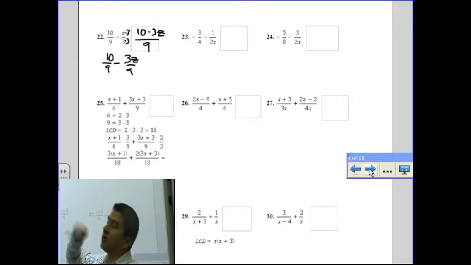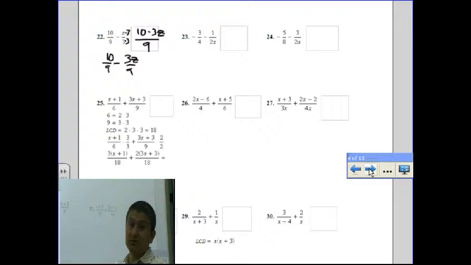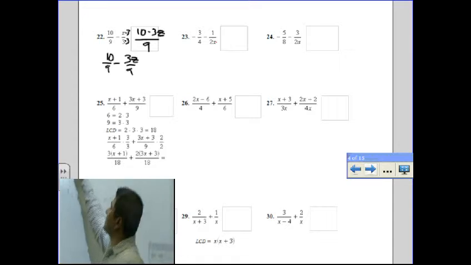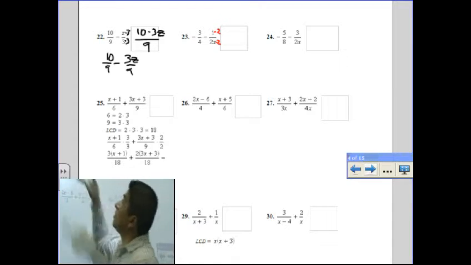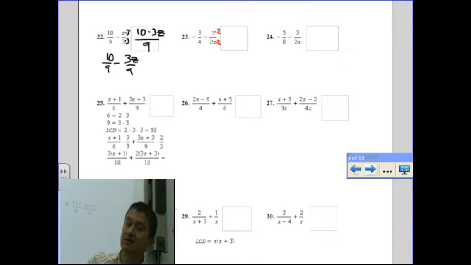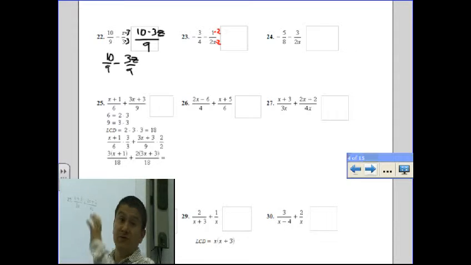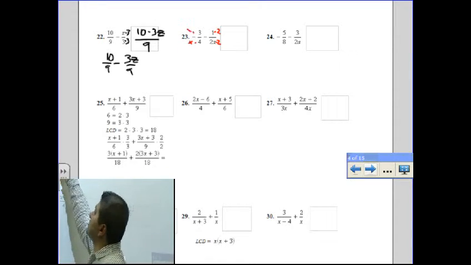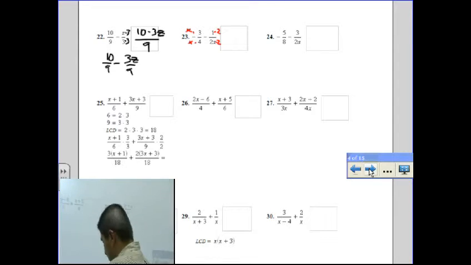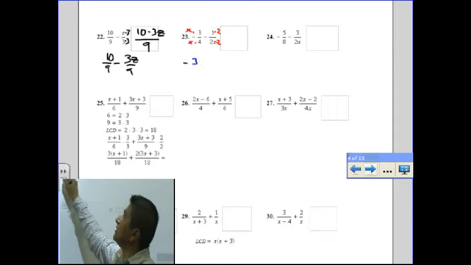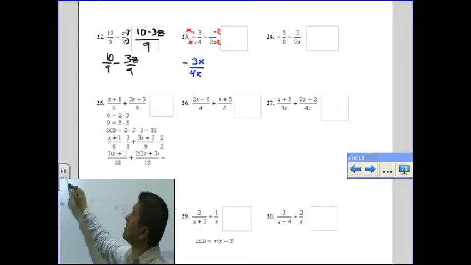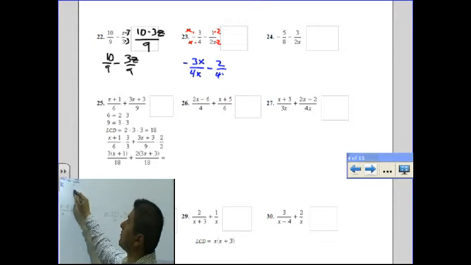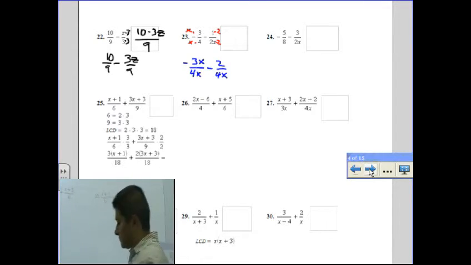Take a look at 23. I can turn them both into 4, because the left is already a 4. So I'm going to multiply the second equation by 2. But notice that the second equation has an x. The first equation, the first fraction, doesn't have an x. So we've got to multiply that by x, so that we can get a common denominator. Here's what I get. Negative 3x over 4x minus 2 over 4x.